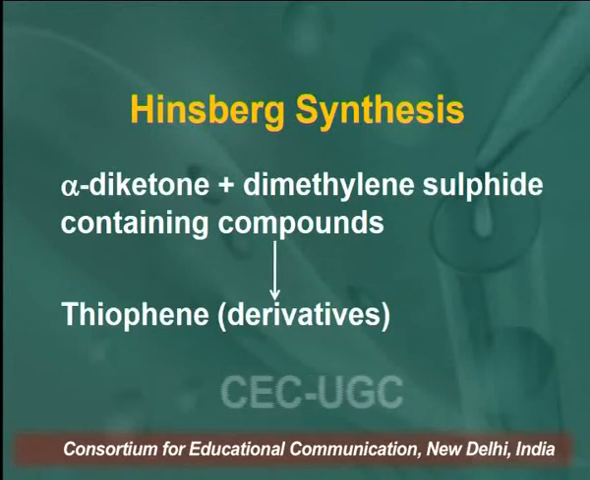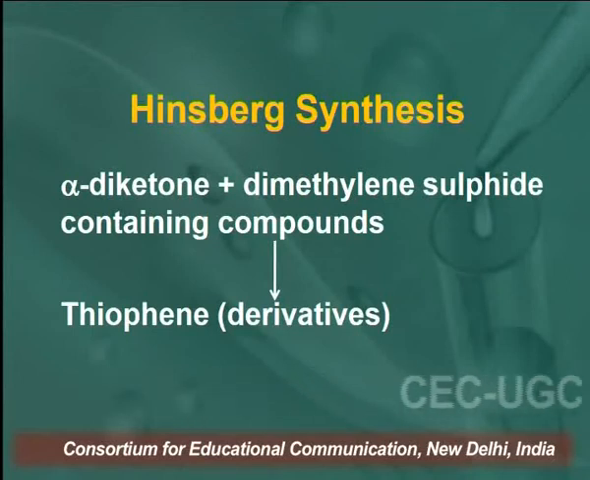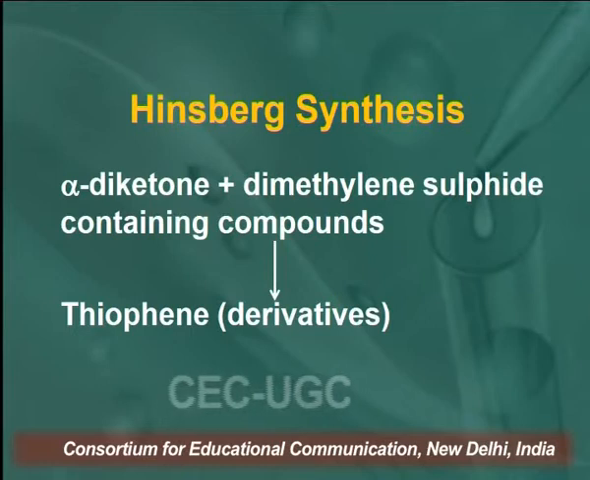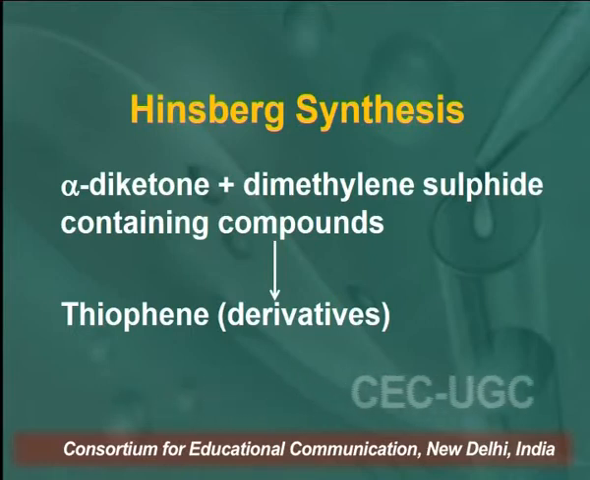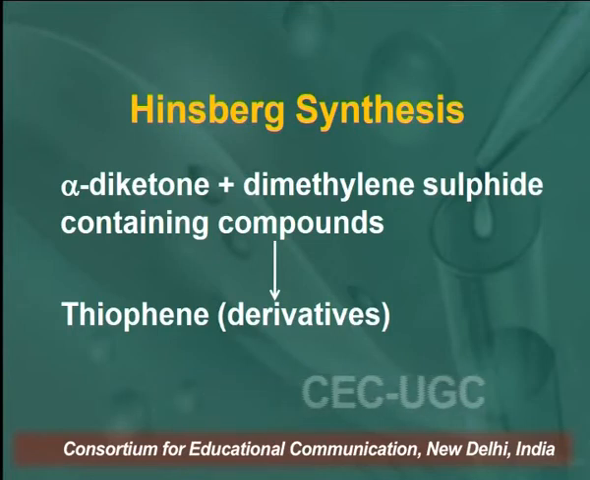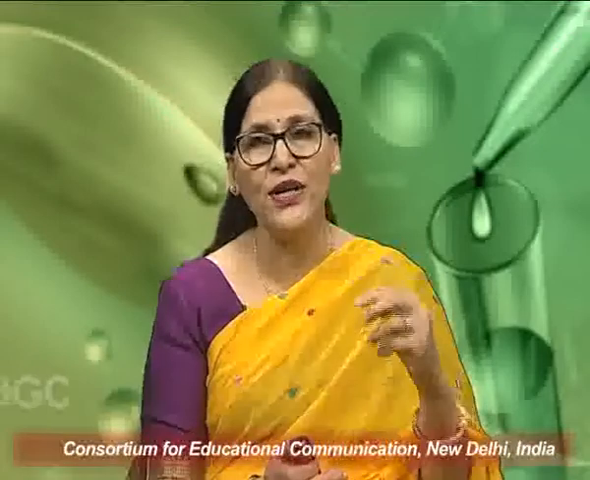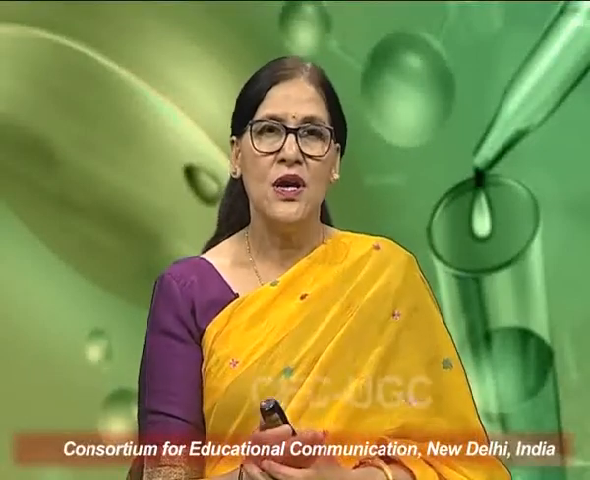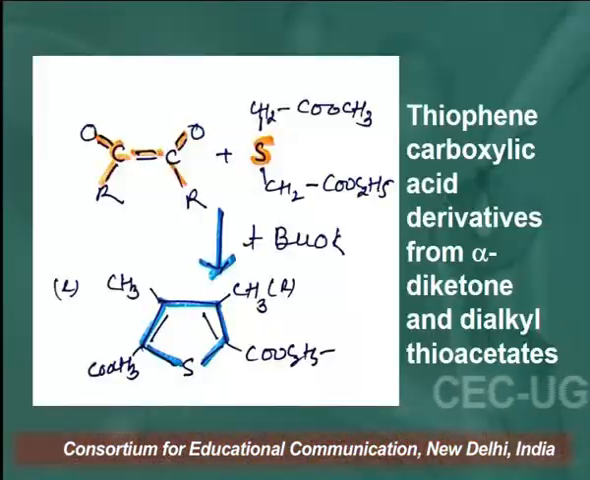Now, here we have to discuss the Hinsberg synthesis, how we can obtain thiophene through the Hinsberg synthesis. It is a name reaction, invented by Hinsberg. In this reaction, an alpha diketone plus dimethylene sulfide is converted into thiophene or thiophene derivatives. We will discuss the reactions here. So, this is the diketone.